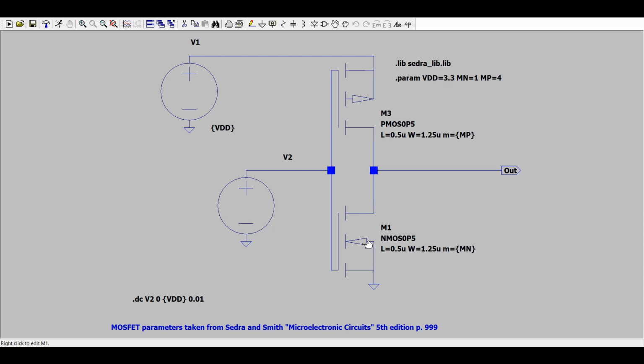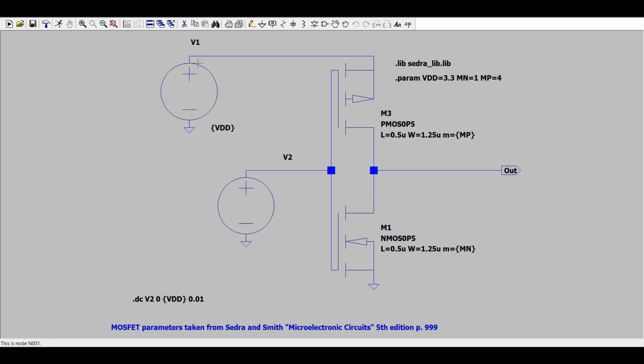Here's my n-channel FET again, here's my p-channel FET. Now if you look closely, you'll actually find, although they have the same length and width, this mobility parameter is different for the two of them. For the N channel, I have a mobility of 1, and for the P channel, I have a mobility of 4. And this comes from Sedra and Smith's book on microelectronic circuits. It explains that due to the differences between electrons and holes, you're going to get different performance out of two same-sized FETs, depending on whether they are N-channel or P-channel. It's not an issue for this course. I'm just trying to be a little bit more realistic.